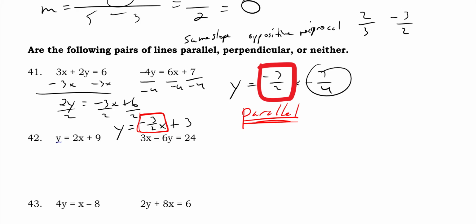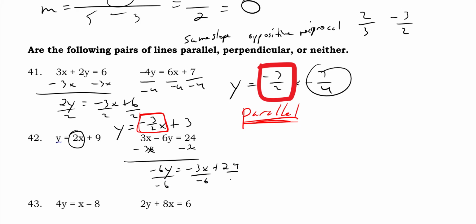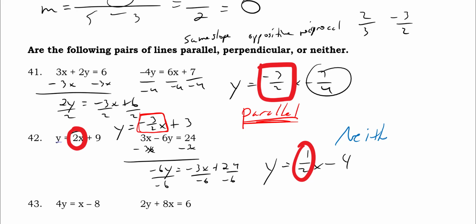The next one's already solved, so that slope is 2. This one I'm going to subtract 3x from both sides. So I get negative 6y equals negative 3x plus 24. Divide by negative 6. So y is 1/2 x minus 4. So once again, your slope is 2, and the slope is 1/2. They're reciprocals, but they're not opposite. So this one is neither. Very important, okay?